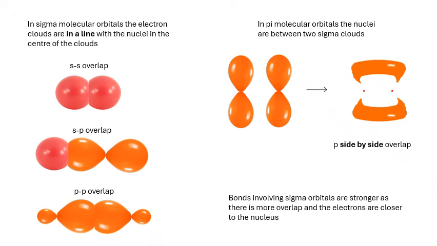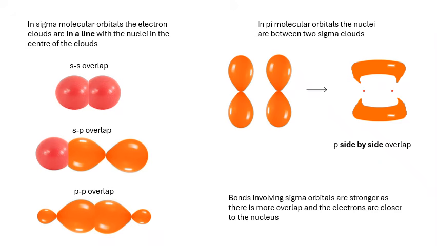So you can have two s's, two spheres overlapping. That's an s-s overlap. You can have a sphere and a dumbbell overlapping. That's an s-p overlap. Or you can have a p-p overlap, yes, with the two dumbbells overlapping each other. And they are called sigma molecular orbitals.